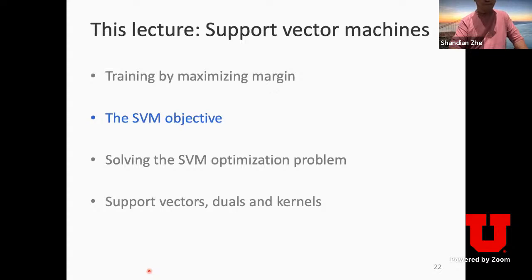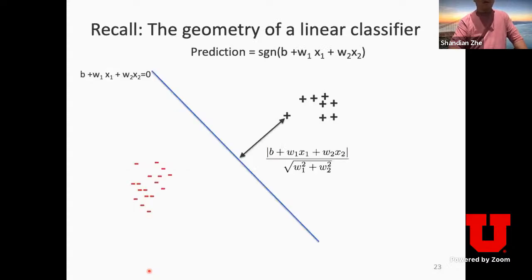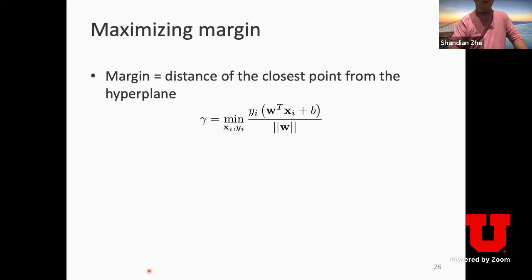So now we try to use this principle to construct a concrete objective function for our learning, right? So we start with the most straightforward formulation, right? Now that we're trying to maximize the margin, we start with the definition of margin. So remember, margin is the distance of the closest point in the data set to the separating hyperplane, right?